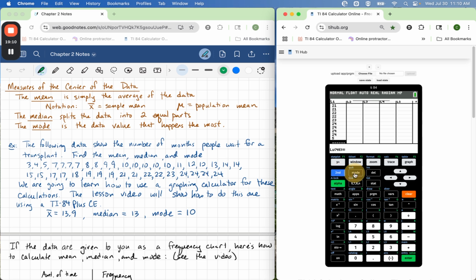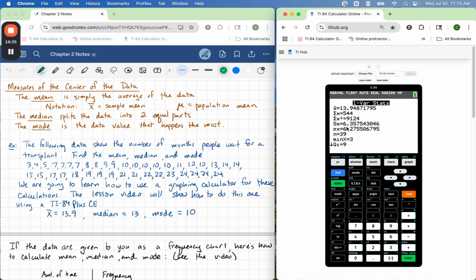Okay, let's try it again. So quit out of here. And then I'm going to go stat, calc again. 1 var stats. There we go. 13.9. All right. So troubleshooting. Very important. So X bar is going to be the mean, so 13.9.